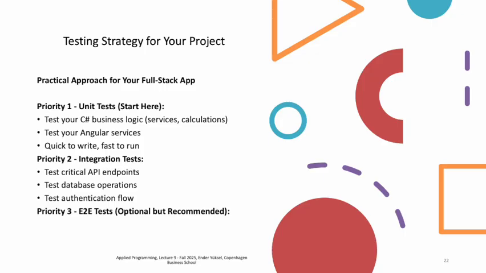Priority 3. End-to-end tests. End-to-end tests are valuable but time-intensive. If you are running short on time, you can skip these and still have a well-tested application with unit and integration tests. If you do add end-to-end tests, focus on 2-3 critical user journeys. It can be user login, navigating to the main page, performing core actions, completing the workflow of your main feature.